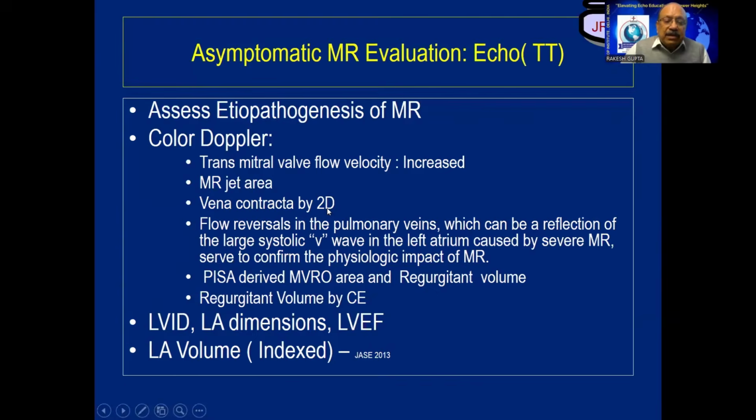Then vena contracta. Then flow reversal in the descending aorta and pulmonary veins, which is a very important parameter as of today. Then PISA-derived mitral regurgitation orifice area and regurgitation volumes. Then regurgitation volumes by continuity equation. And as I said in the beginning, LV internal dimension during diastole and ejection fraction, LA volume indexed, LA volume, LA dimensions. This looks very cumbersome. Believe my words, when we start doing it, it becomes very simple.